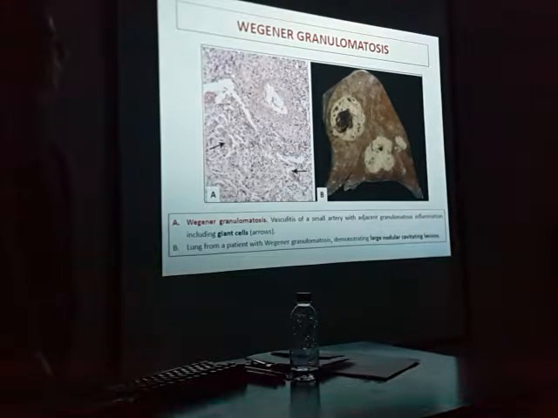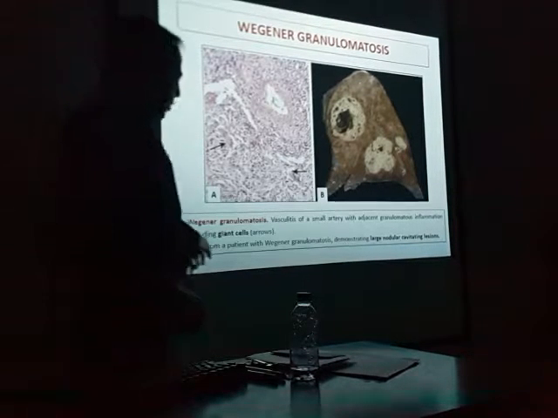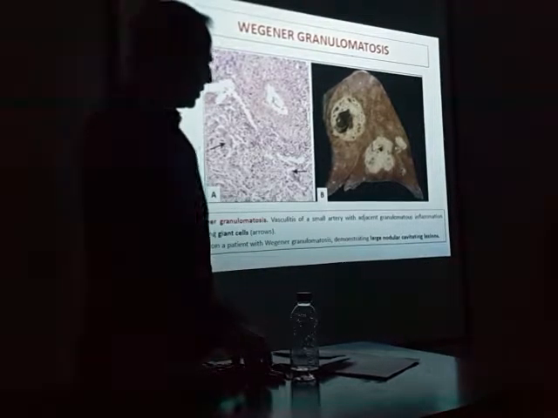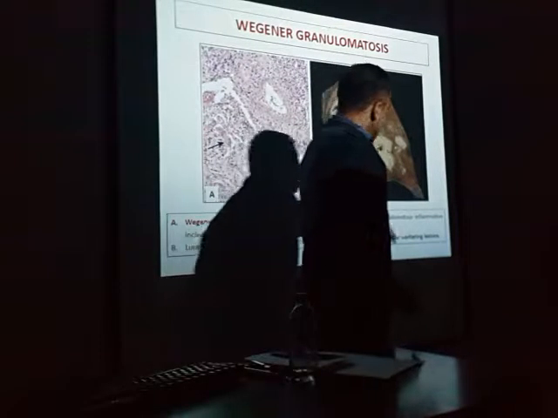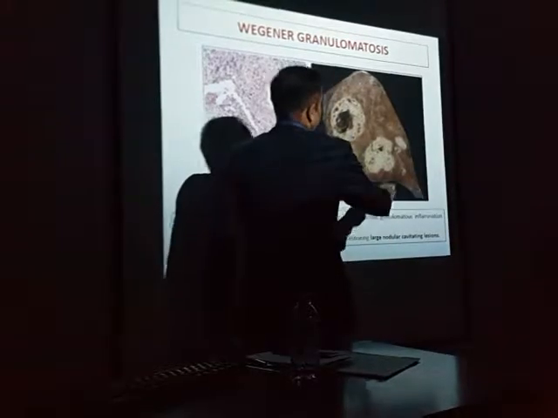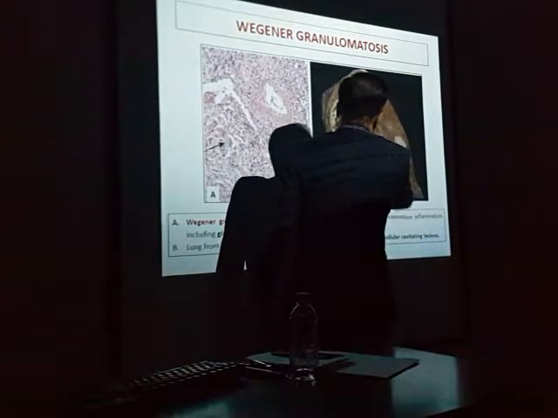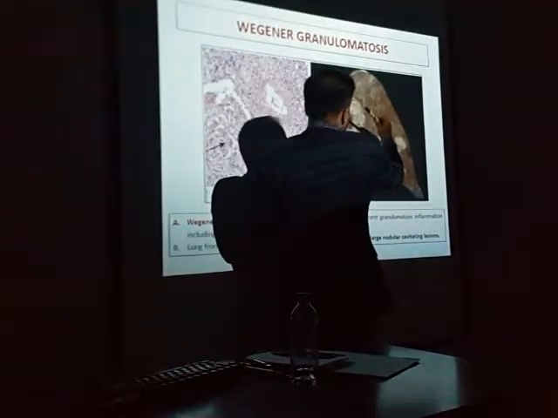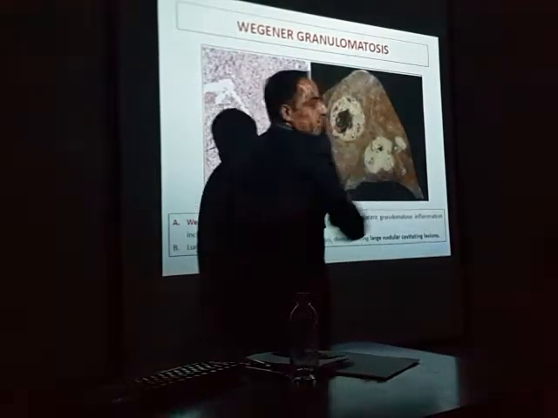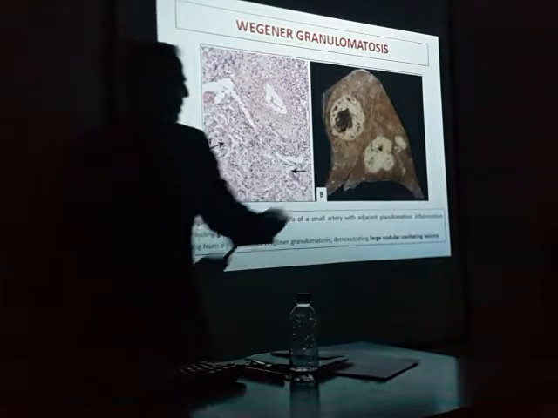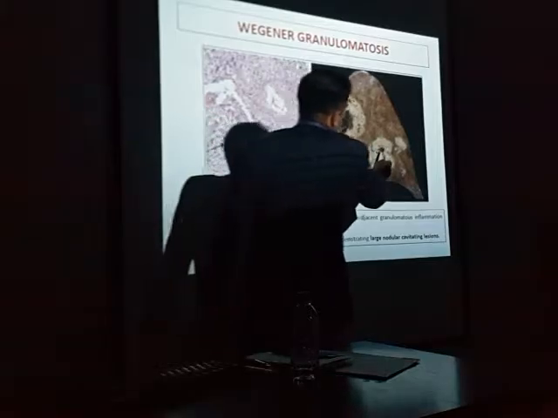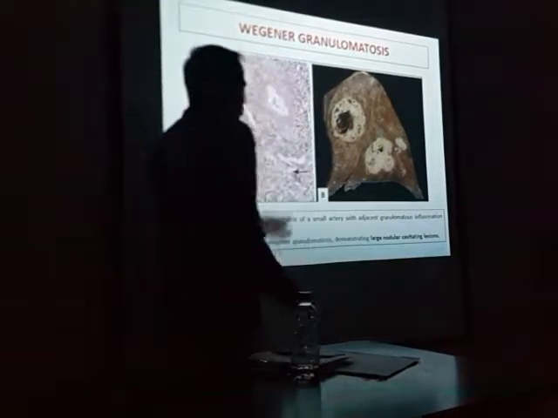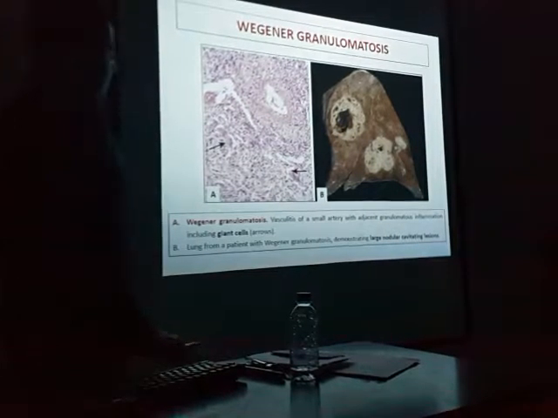Now Wegener's granulomatosis. It involves the lungs and the kidneys. So this is the lung from a patient with Wegener's granulomatosis, which demonstrates large nodular cavitating lesions. So this is a big lesion, this is another, this is another one. So here the granulomas have coalesced and formed a cavity. Okay? So this is the cavitating lesion. This cavity is formed. Here also a small cavity is there. So these are large nodular cavitating lesions.